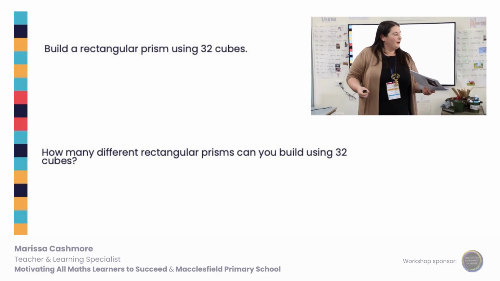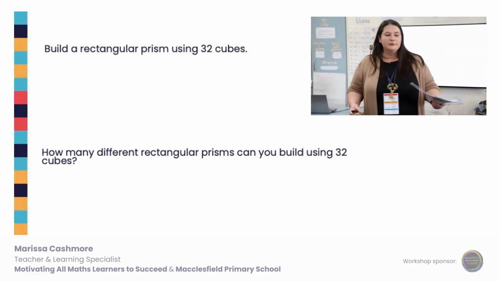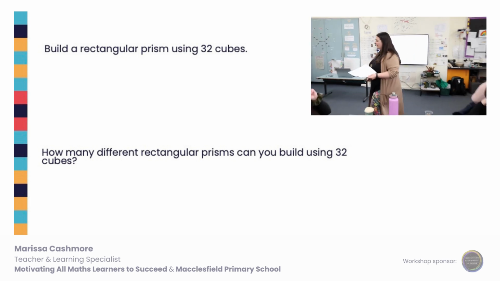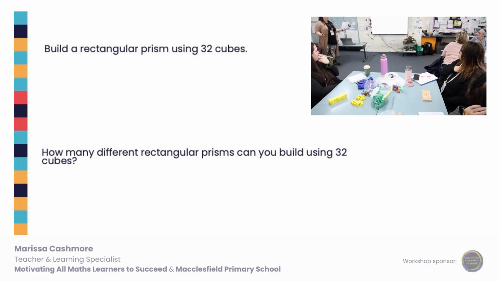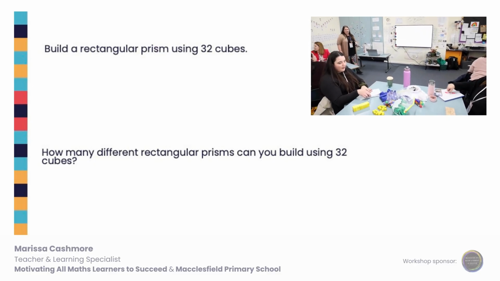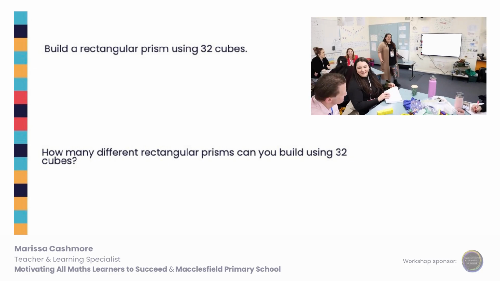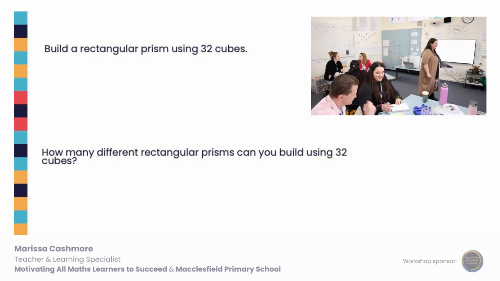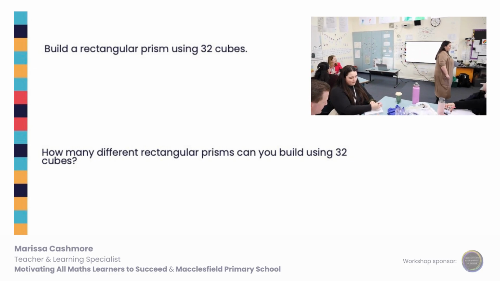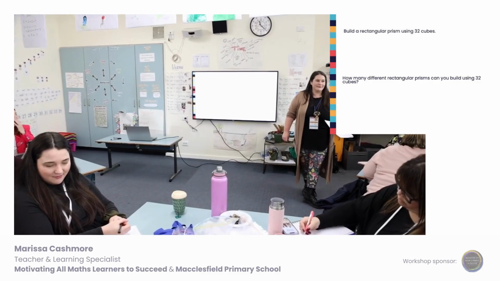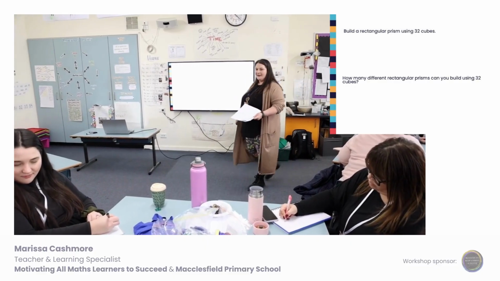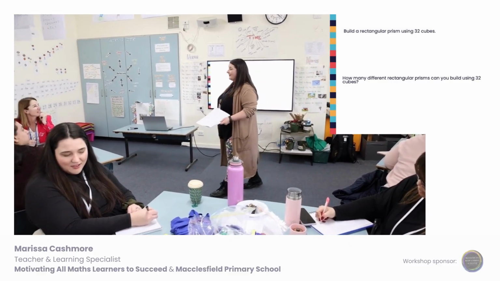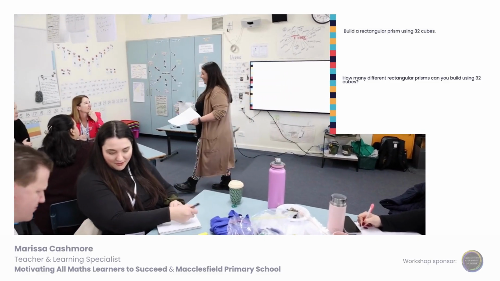So if you're wondering what they might look like, just have a peek over there, because the next question is then, how many different rectangular prisms can you build using 32 cubes? Remembering that it is rectangular prisms. So is there going to be more than 4? 6? Yeah.